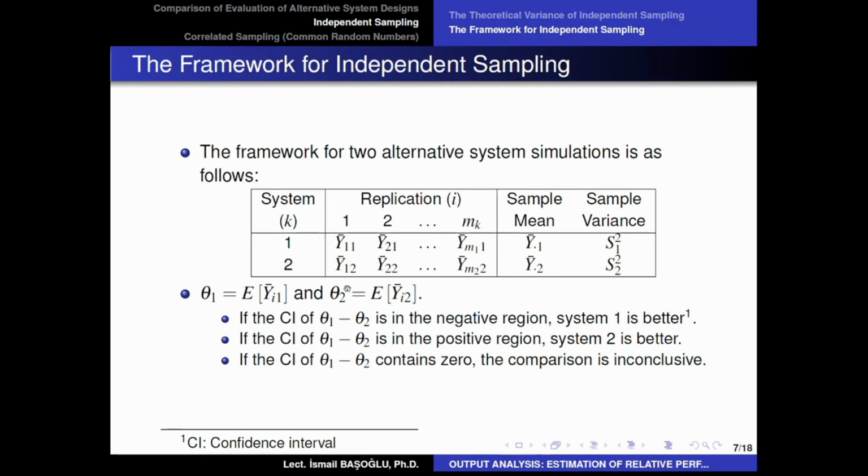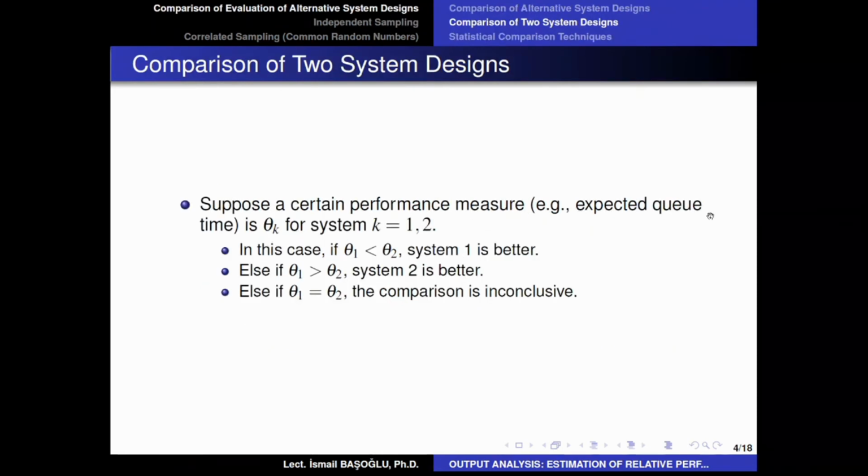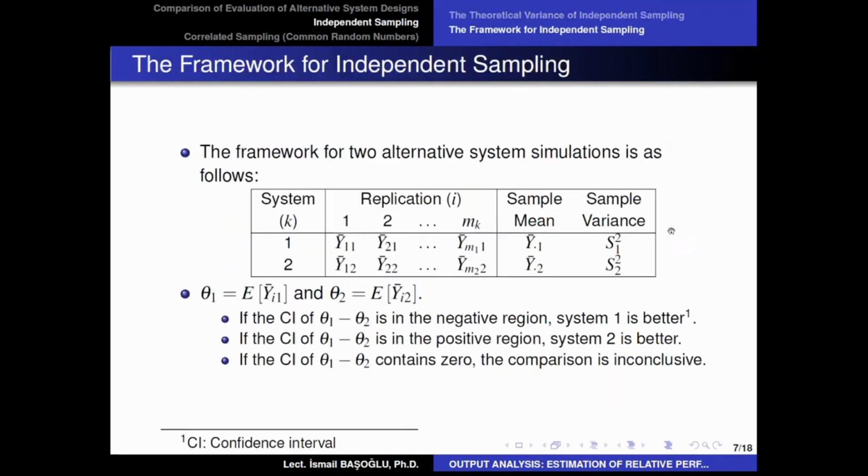So my example was expected queue times. So expected time spent in the queue, my performance metric was this. And here we can say that if the 95% confidence interval developed for theta 1 minus theta 2 is in the negative region, which means all values in the confidence interval are negative, in that case we say that theta 1 is less than theta 2 and system 1 is better.